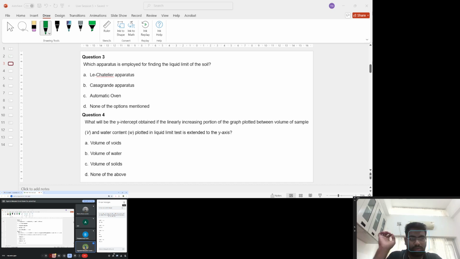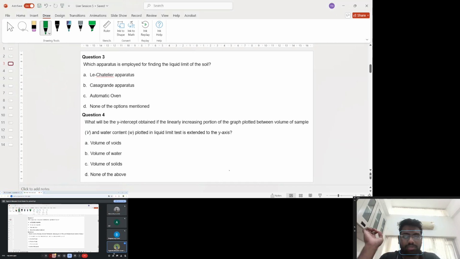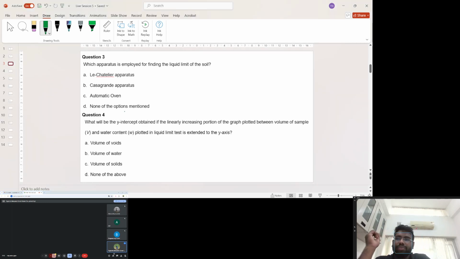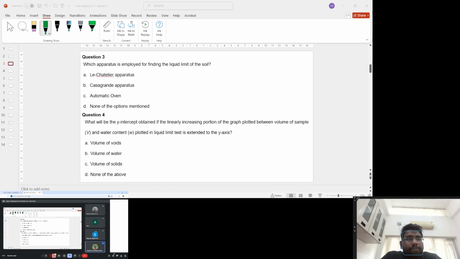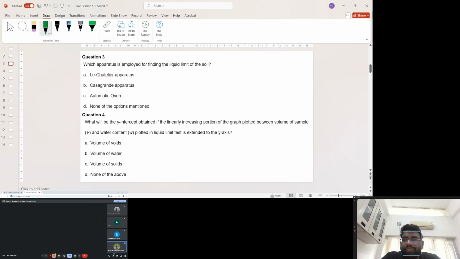It is the Casagrande apparatus. The automatic oven is for drying, and the other apparatus is essentially for autoclaves. So the Casagrande apparatus is essentially used for determining the liquid limit.